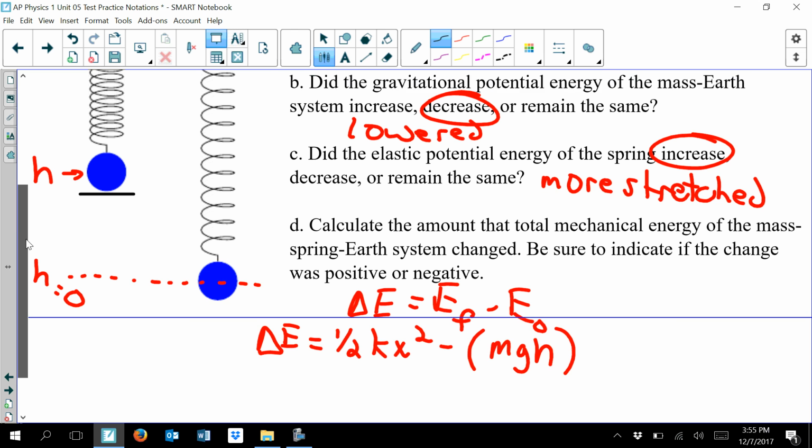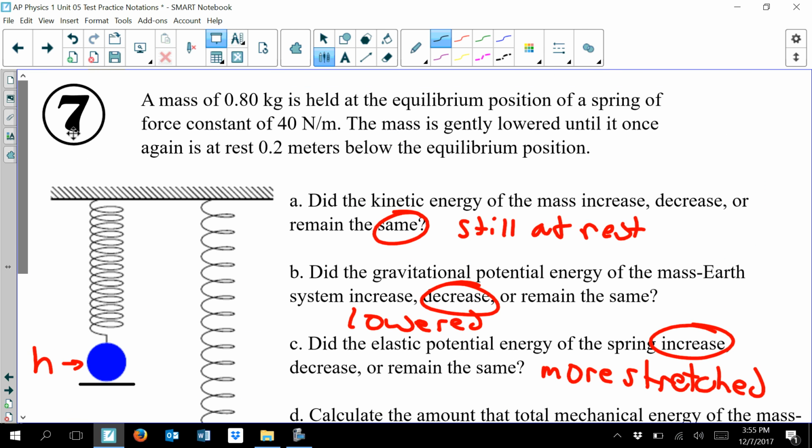Well, what's the word I'm looking for? The exact same variable there. For both of those, that would be the 0.2 meters.